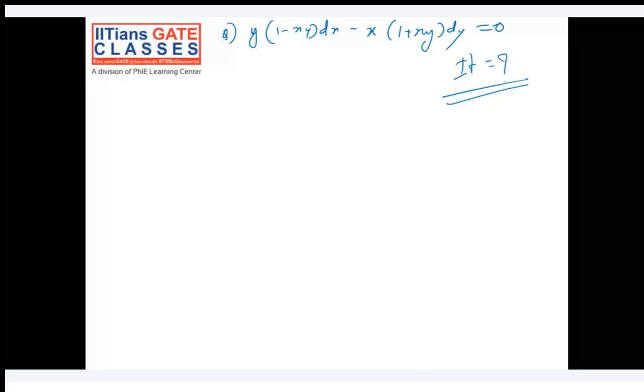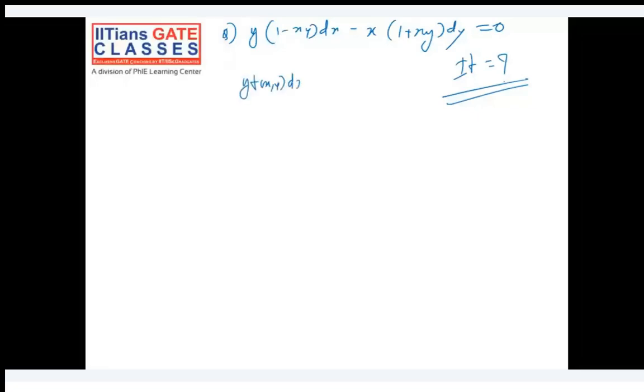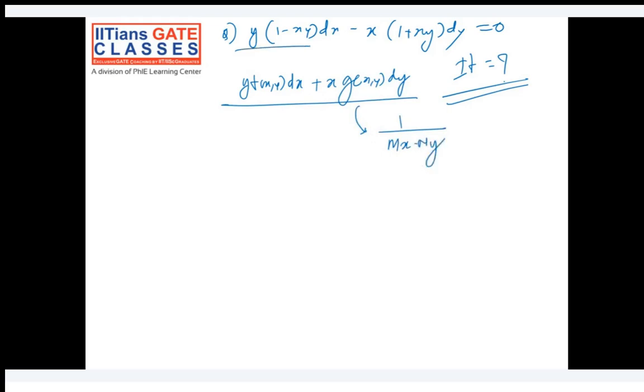So first of all, check whether type 1 fits. No. Type 2, yes, type 2 fits here because it is y times f of (x, y) dx minus or plus x times g of (x, y) dy. In this situation the integrating factor is 1 upon (Mx minus Ny). So in this case, the first term is M, the second term is N. So the integrating factor is 1 upon (Mx plus Ny). M into x is xy(1 minus xy), minus N into y is xy(1 plus xy).